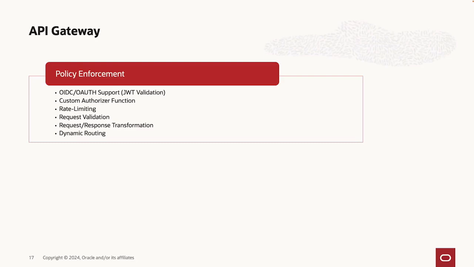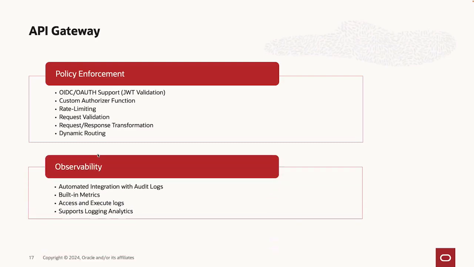It does support request and response transformation as well, meaning you can transform request and response headers. And if you want to add additional headers, or remove or append more information to headers, you can do all of that manipulation at the API gateway. And it does support dynamic routing as well to your backend APIs.